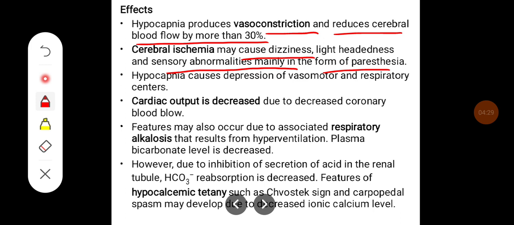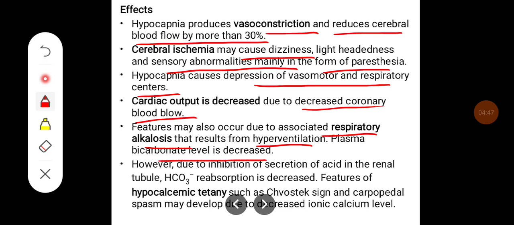Hypocapnia causes depression of vasomotor and respiratory centers. Cardiac output is decreased due to the decreased coronary blood flow. Features may also occur due to associated respiratory alkalosis that results from hyperventilation. Plasma bicarbonate level is reduced, because due to inhibition of secretion of acid in the renal tubule, HCO3 absorption is decreased. Features of hypocalcemic tetany, such as Chvostek sign and carpopedal spasm, may develop due to the decreased ionic calcium levels.